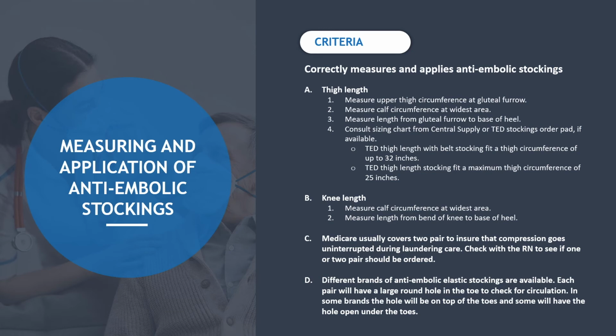B. Knee length. 1. Measure the calf circumference at the widest area, and 2. Measure length from bend of knee to base of heel. C. Medicare usually covers 2 pair to ensure that compression goes uninterrupted during laundering care. Check with the RN to see if 1 or 2 pair should be ordered.